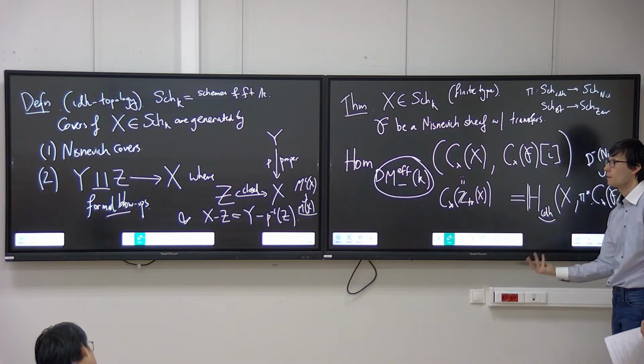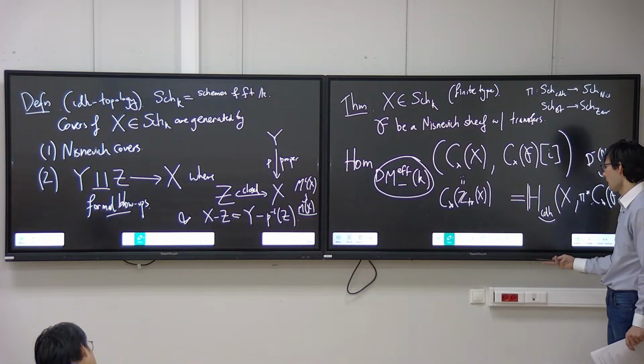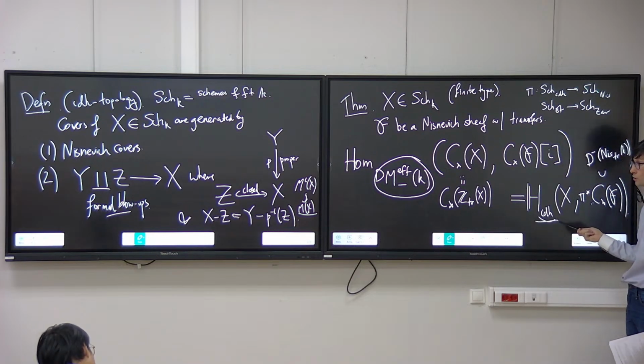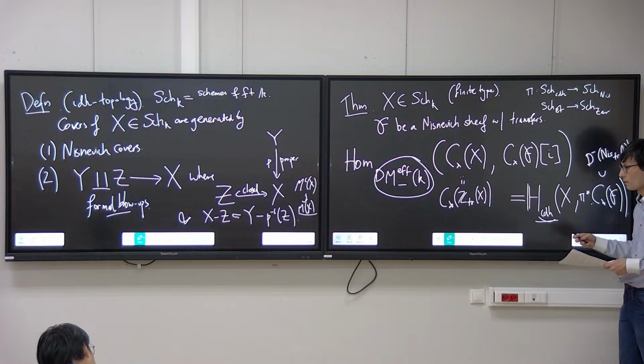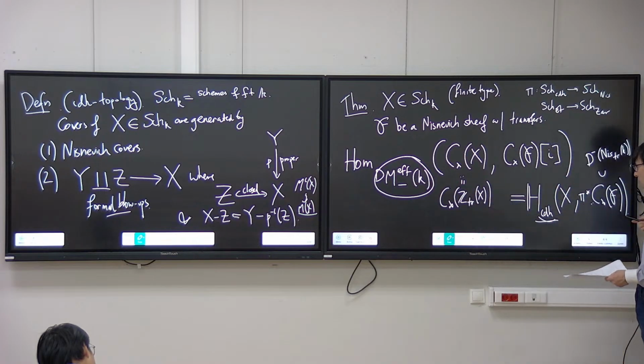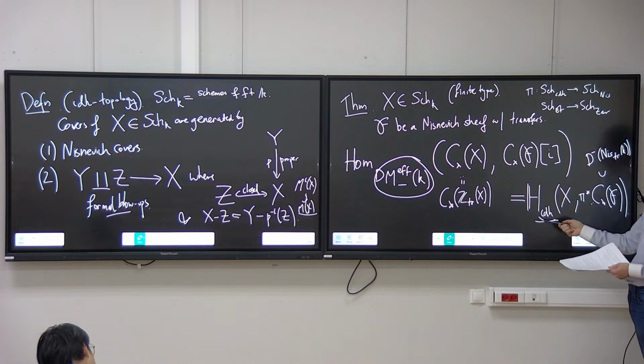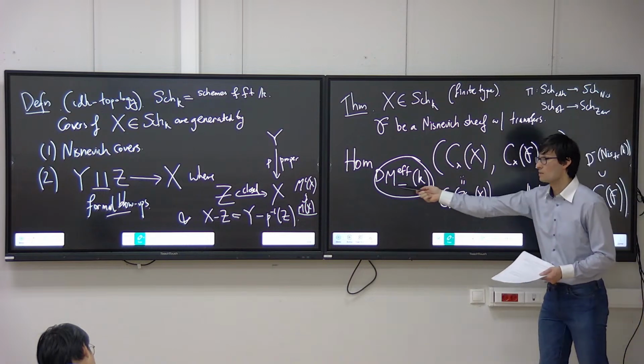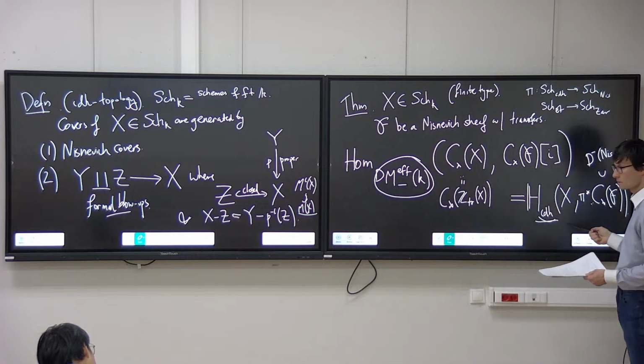Is there a natural underlying site for your objects? And the answer is the CDH topology here. Whenever you have a site, you have a lot more power than just DM^eff. So here you can do really strong cohomological arguments as opposed to just working in this space. So that's the upshot of this theorem.